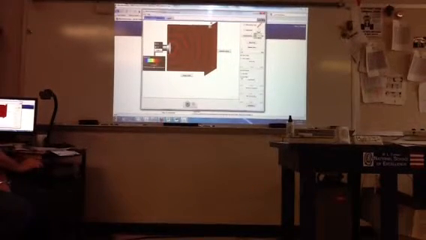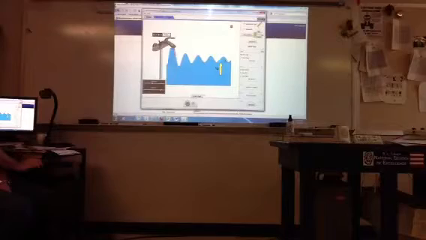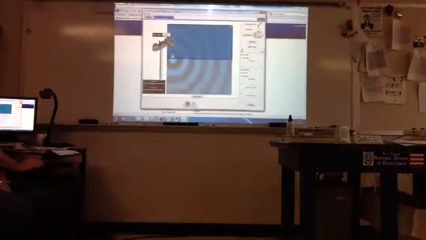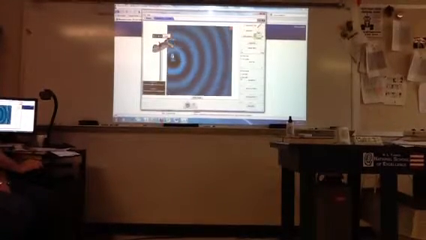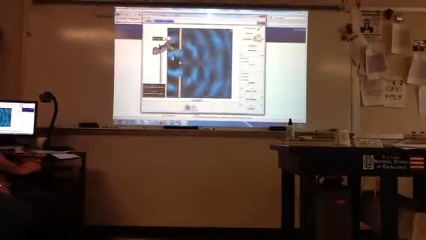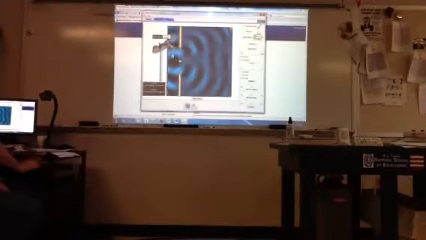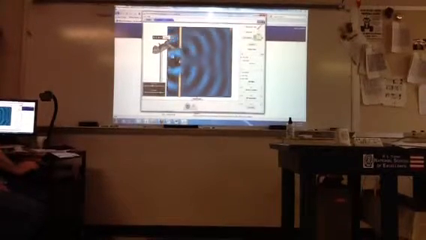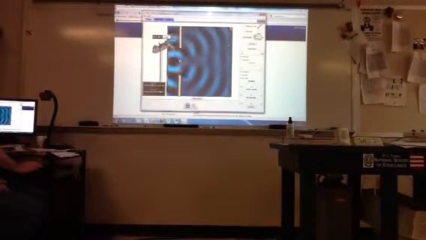So let's put in front of that with water now. Let's rotate that, and let's put a couple barriers in between, and let's slide this over. Whoa. And notice you see the diffraction pattern, don't you? You see it right there.